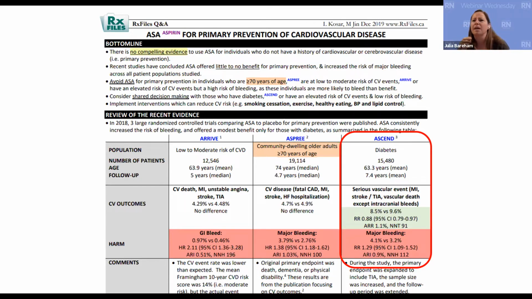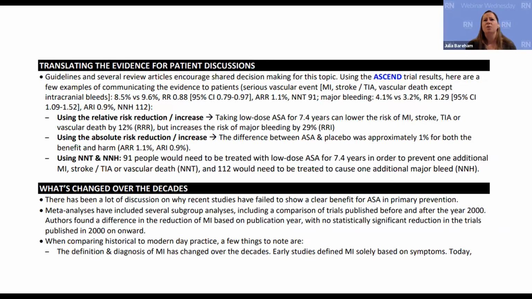So some numbers, you're like, oh, relative risk 0.88 for a cardiovascular outcome, but relative risk of 1.29 for major bleed. What do these numbers mean? Number needed to treat, number needed to harm. How do I have these conversations about these very close numbers for benefit versus risk with my patients? And then you go to page 2 of this Q&A, and we talk about translating the evidence for patient discussions.